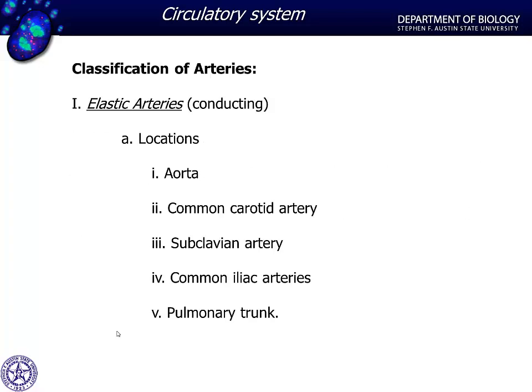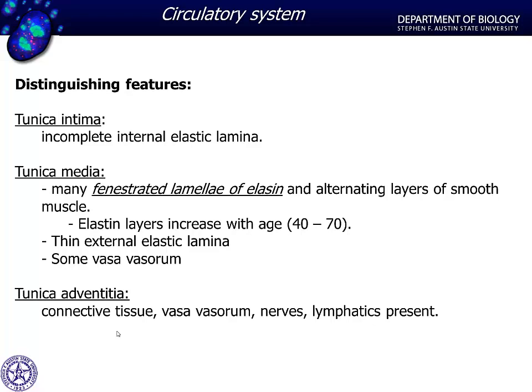Okay, now that we have our generalized structure, we're going to look at how these layers differ, and that allows us to then classify our blood vessels. We're going to start with arteries. The largest of our arteries in thickness of wall and luminal diameter are going to be our elastic arteries, and we refer to these as the conducting arteries. And so we're going to see the aorta, common carotid, subclavian, the iliacs, and the pulmonary trunk. These are going to be examples of our conducting arteries, and they are of the elastic type.